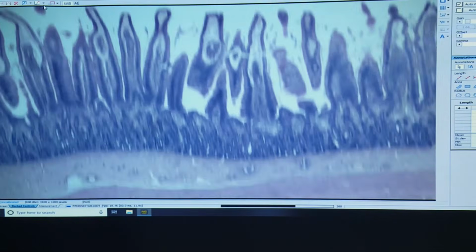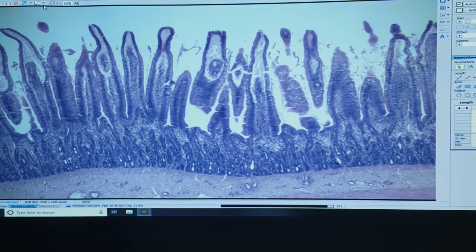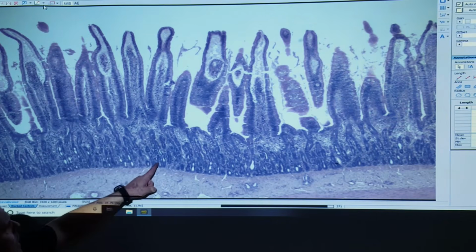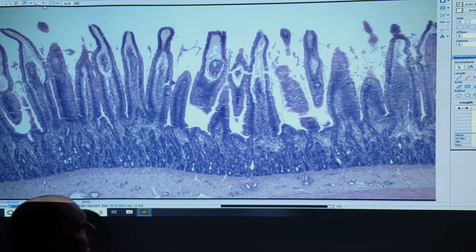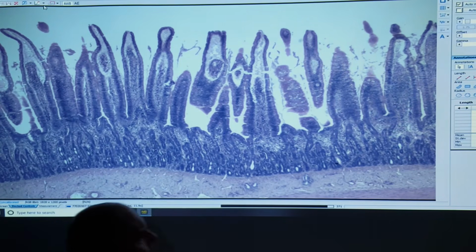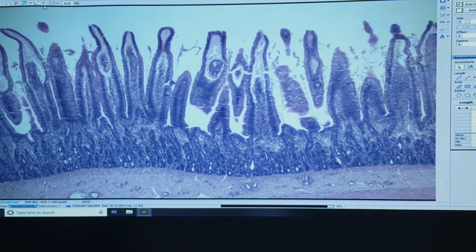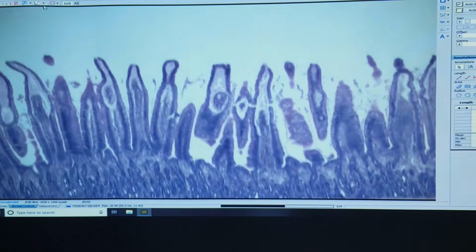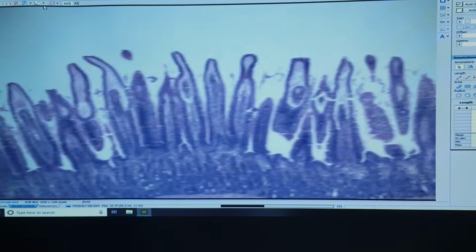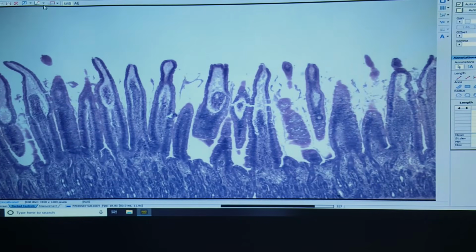So what's this? Small intestine, beautiful villi here, mucosa, submucosa, some intestinal glands, and a few duodenal glands, but we've probably moved out of the duodenum here. That's why there's so few here. But it's still small intestine. Pretty nice slide.